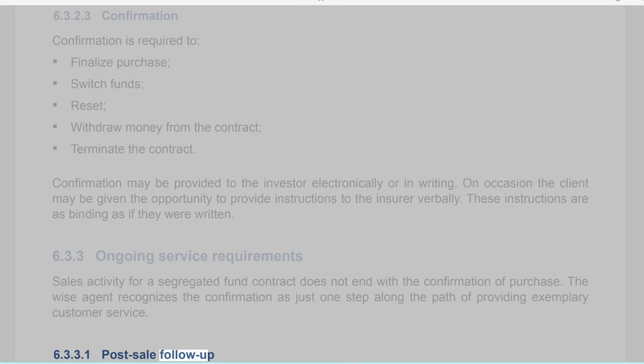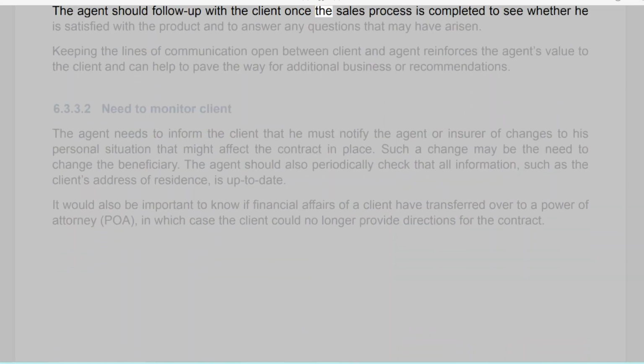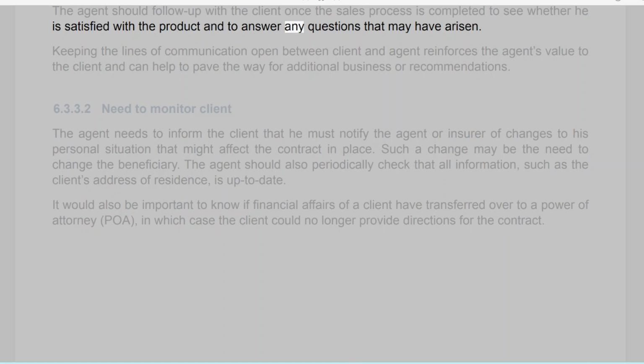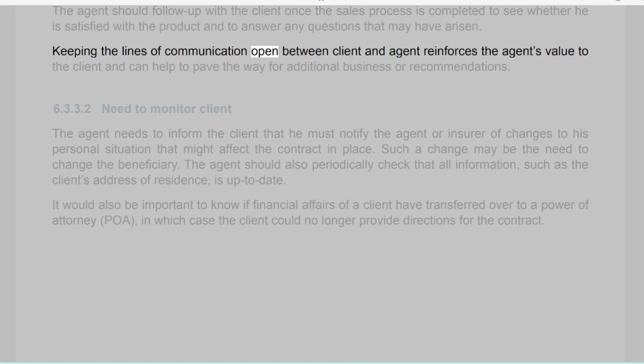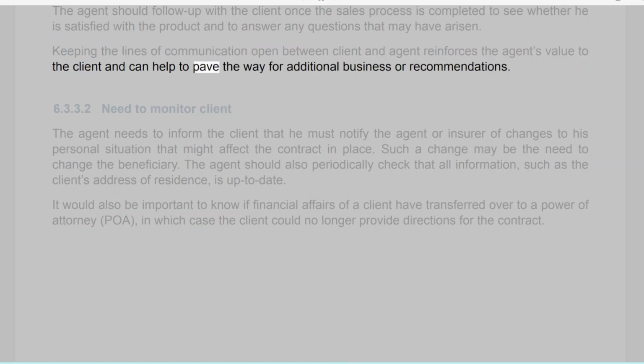6.3.3.1 Post-sale follow-up. The agent should follow up with the client once the sales process is completed to see whether he is satisfied with the product and to answer any questions that may have arisen. Keeping the lines of communication open between client and agent reinforces the agent's value to the client and can help to pave the way for additional business or recommendations.